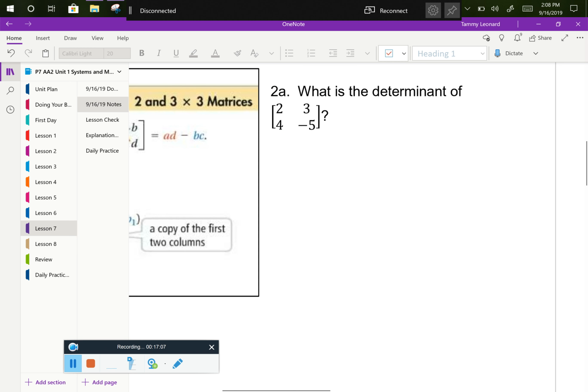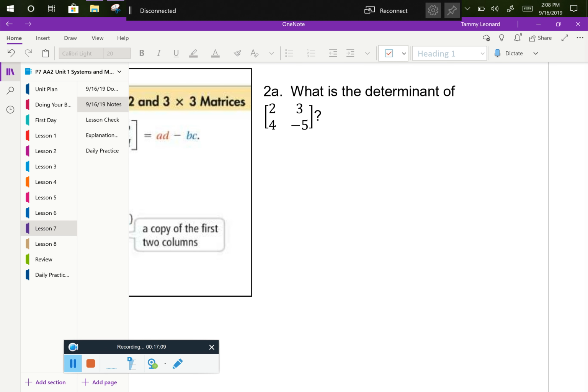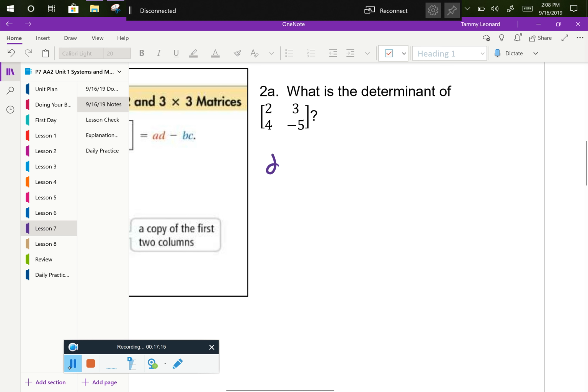So first, in 2A, it says, what is the determinant of? And you go, ooh, that's a 2x2. I have to do this by hand. So the first thing you're going to do is write down the appropriate notation. We're doing the determinant of the matrix 2, 3, 4, negative 5. That's what the notation looks like. And then it's a process to create a score for the matrix. And I'll tell you what the score means after we find it.